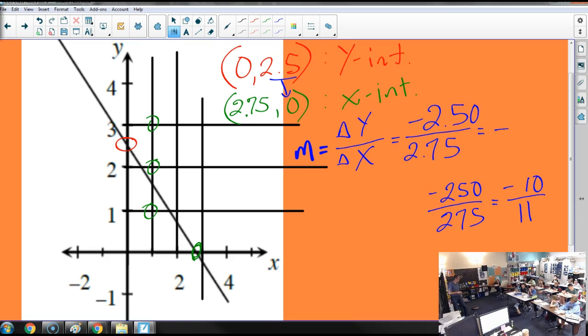Confused where? So that was the change in Y. Y went from 2.5 to 0. What was the change to get there? We went down 2.5. The change in X went from 0 up to 2.75. So we're using this point and this point, even though it's a little funky. Now, if this was 2.5, this would be really easy.